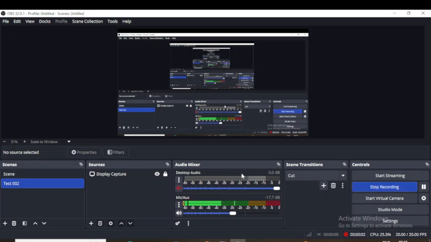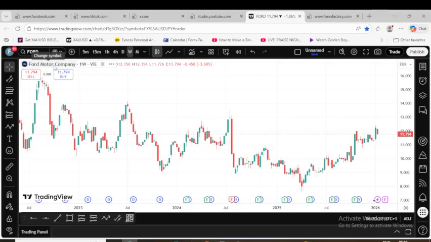Okay, so today we're going to be doing some top-to-bottom analysis on Ford Motor Company. I'm starting with the 1 week time frame. So we're doing some analysis on Ford Motor Company.